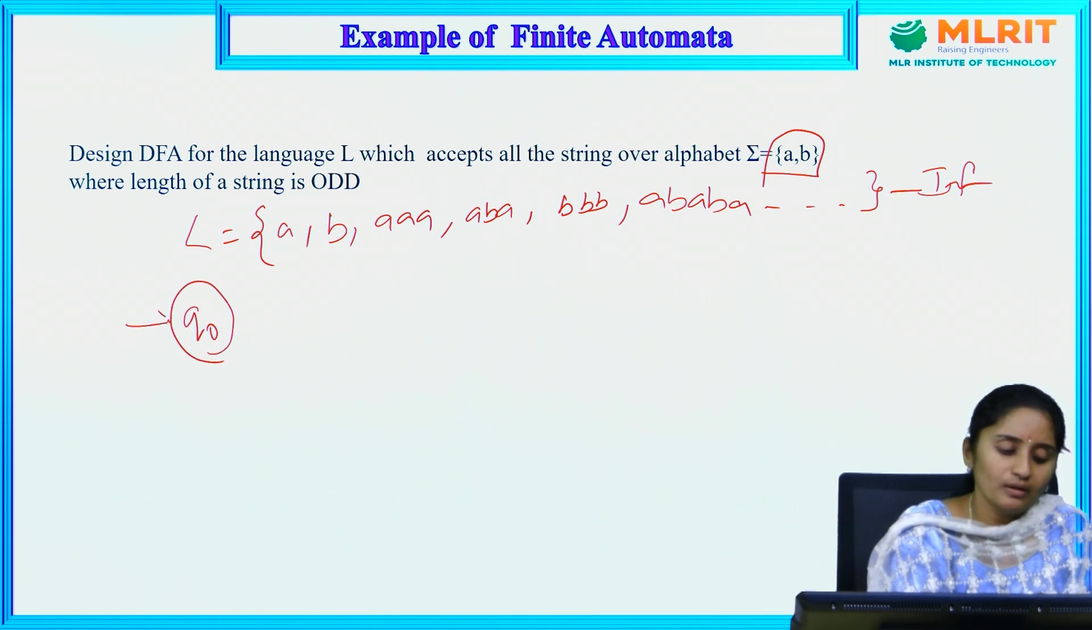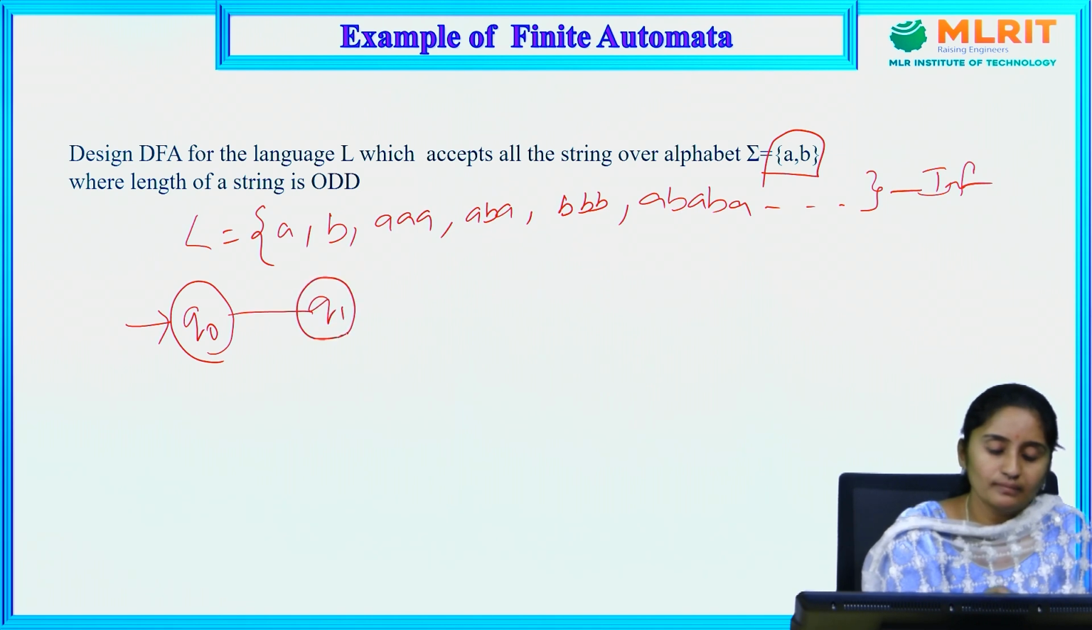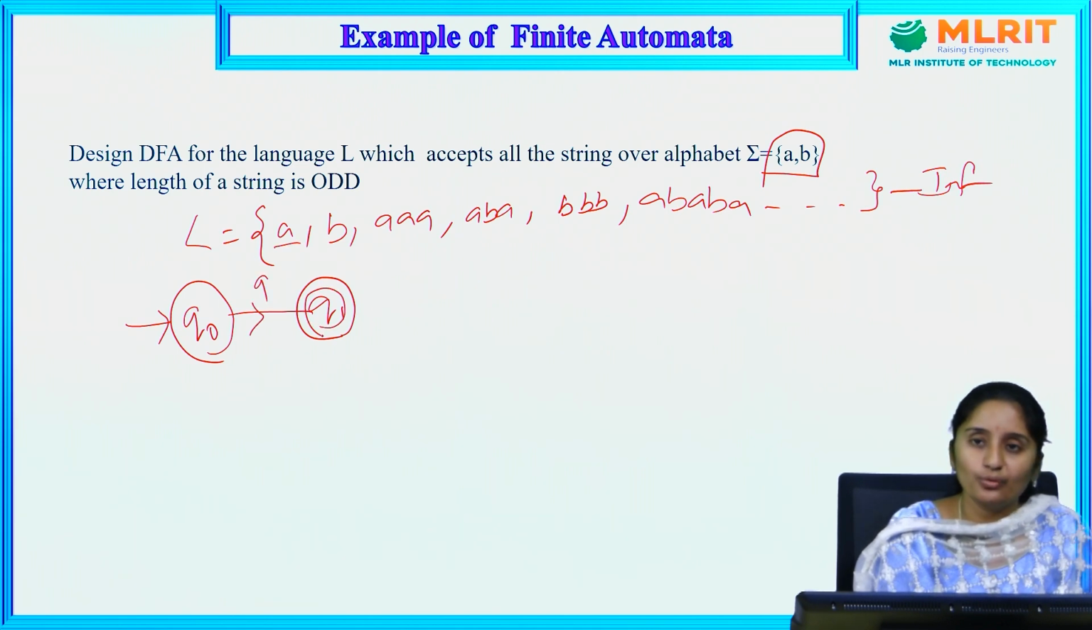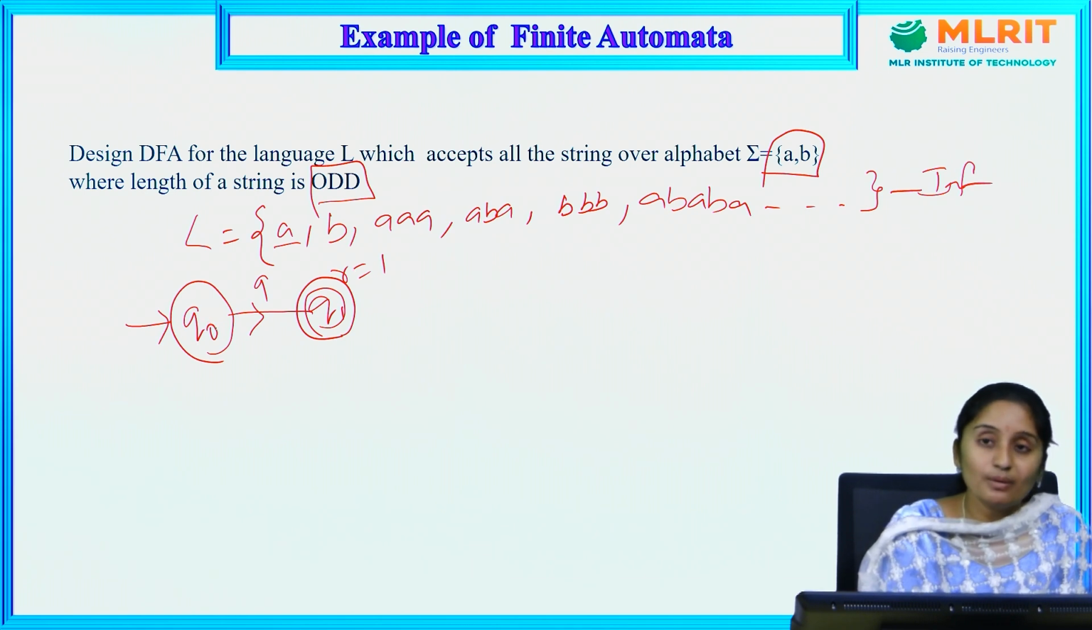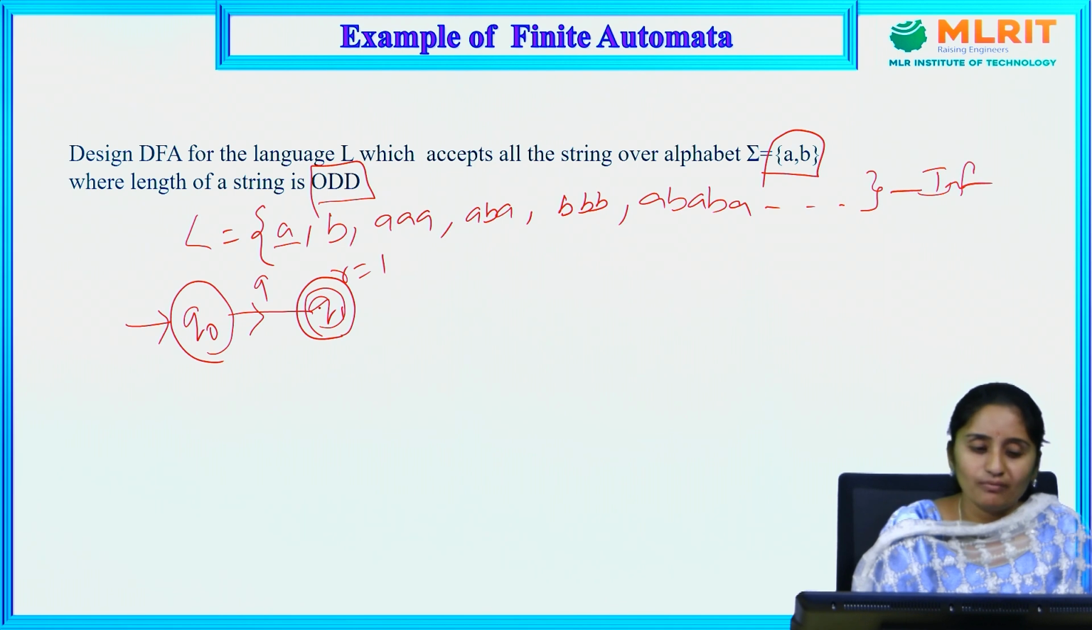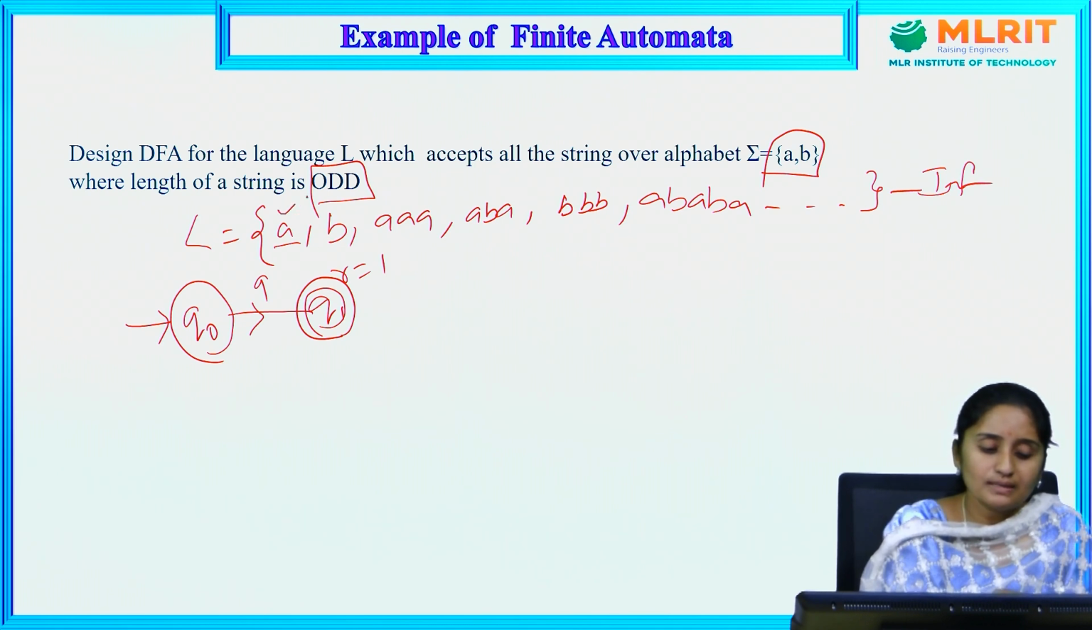Q0, next Q1. This is my starting state. Q0 on A, it is reaching Q1. When I have odd length, it accepts remainder 1. Odd length strings are nothing but remainder 1, which are not divisible by 2. When we discussed even, Q0 is the remainder. So on A, it is reaching Q1, so this string is accepted.